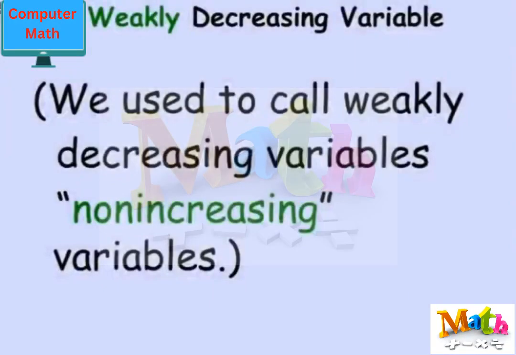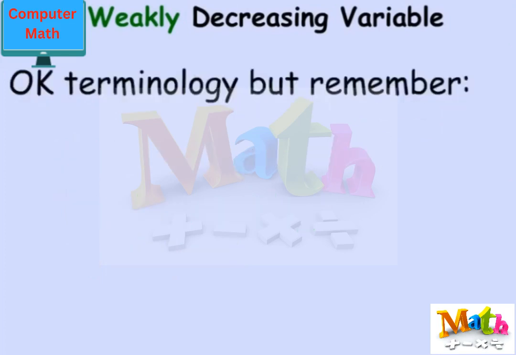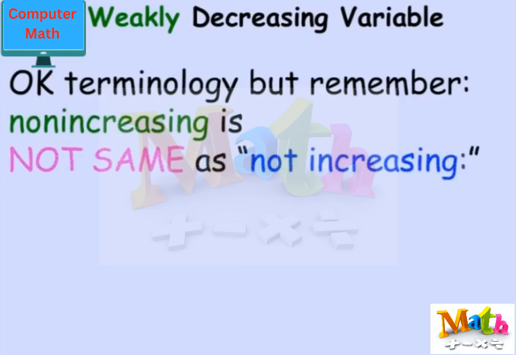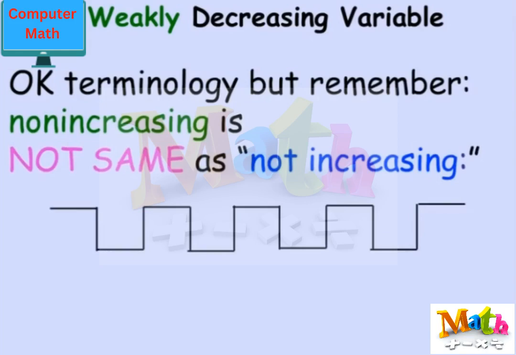We used to call weakly decreasing variables non-increasing, which is the standard terminology in the field in calculus to talk about non-increasing functions. And we just found that it caused a lot of confusion because you have to remember that non-increasing is not the same as not increasing. So there's an example of a function that is not increasing, but it's certainly not non-increasing. And if that didn't register, I'll let you think about it.